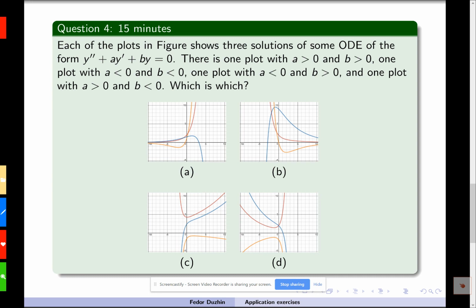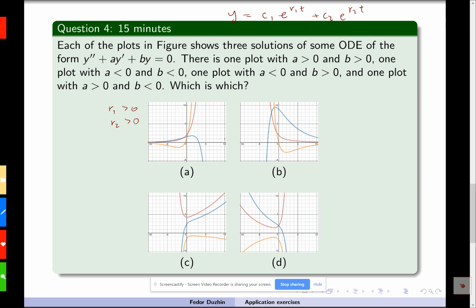Now, recall that the general solution of this differential equation is some constant times e to the power r1t plus some other constant times e to the power r2t, where r1 and r2 are roots of the characteristic equation. Now, in plot A, we see that all solutions become unbounded when t goes to positive infinity, right? And all solutions tend to 0 when t goes to negative infinity, right? So this means that both r1 and r2 are positive. So r1 and r2 are positive.